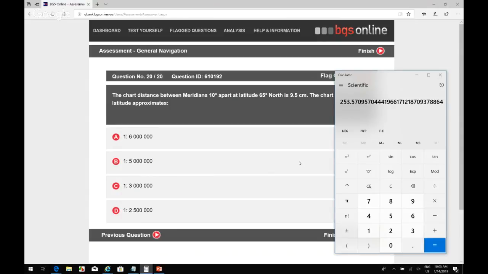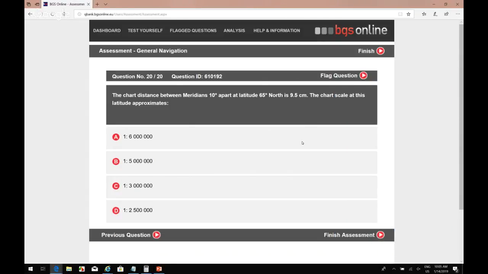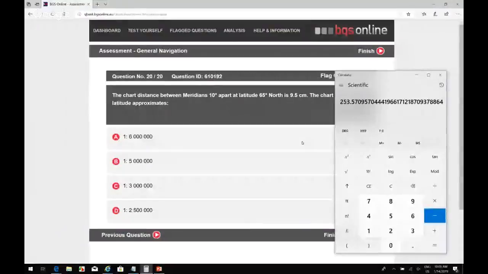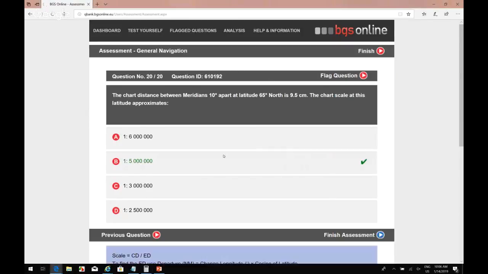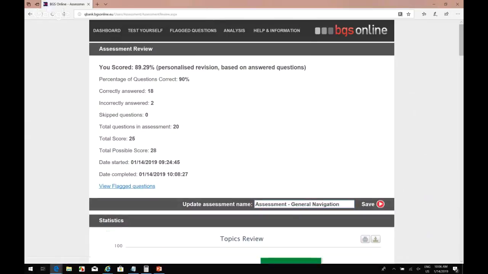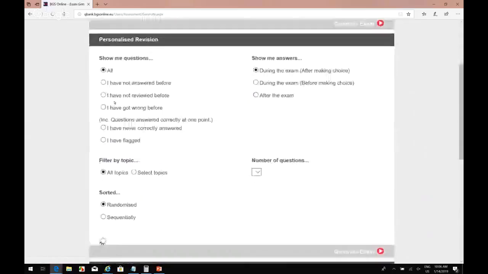254 nautical miles. What do they want? The chart scale. Okay. So we're going to say times 1852 times 100, divide by 9.5, is nearly 5 million. Alhamdulillah. Good. So let's see which questions did I get wrong.